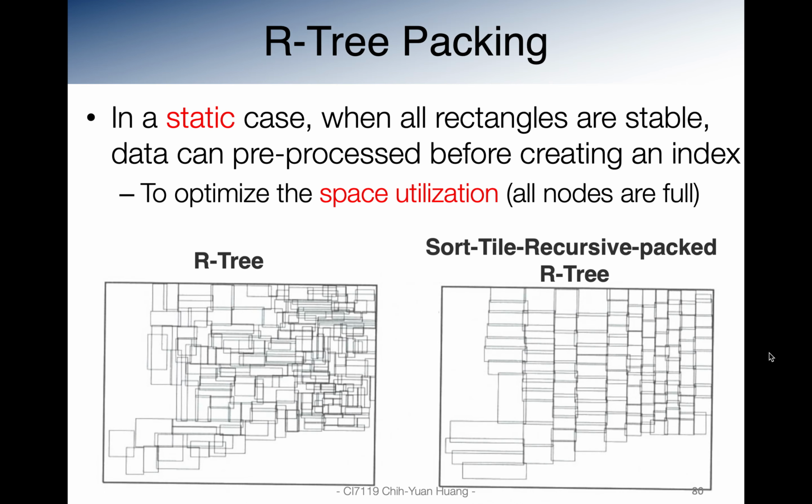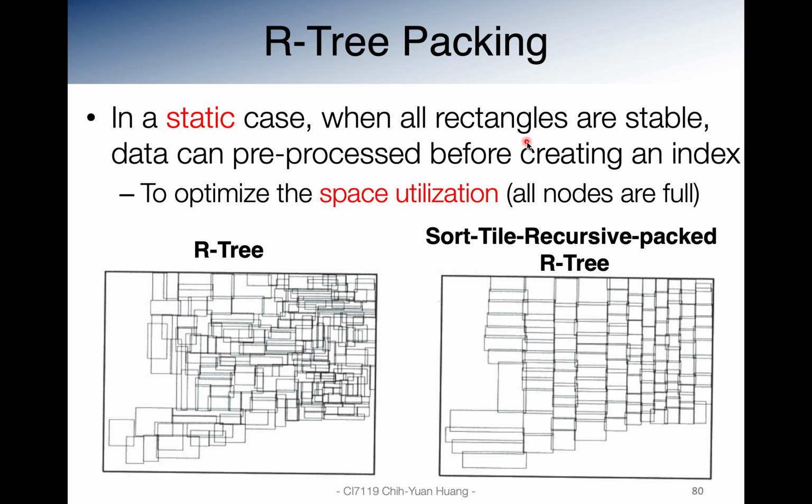That means if all the rectangles or all the data are already stable, then in this case the data can be preprocessed before creating the index. The purpose for that is to optimize the space utilization, which means that all the nodes in the R-tree are already full. As you can see, this is using the same dataset that we have seen before, the hydrography network, and this is the R-tree structure.